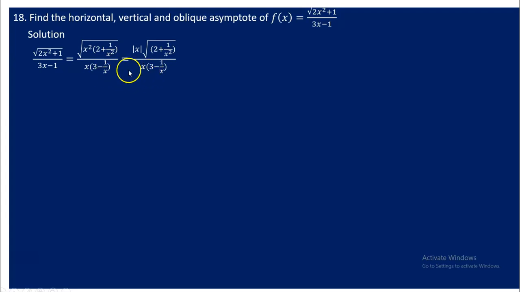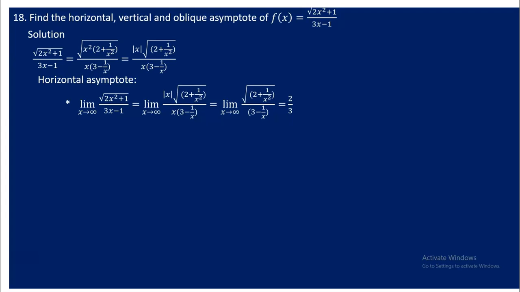Look, this expression now can be written in this form. I intentionally wrote it in this form because later this expression will help me find the horizontal, the vertical, and the oblique asymptotes, as I said earlier. So what comes next is let's try to find the horizontal asymptote first. This is obtained just by looking for the limit as x goes to infinity.